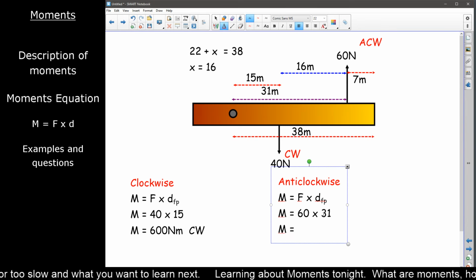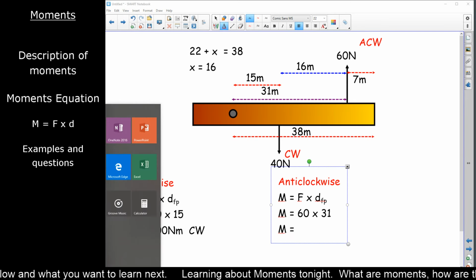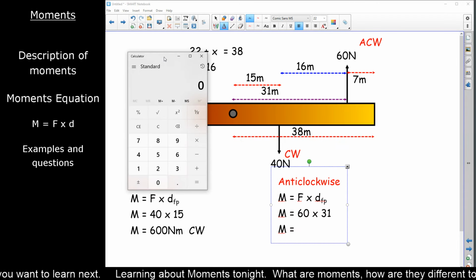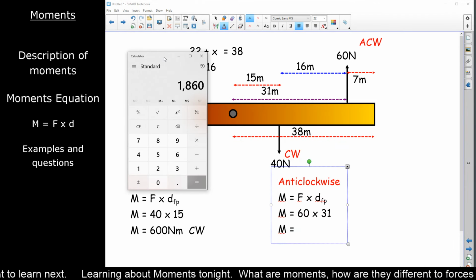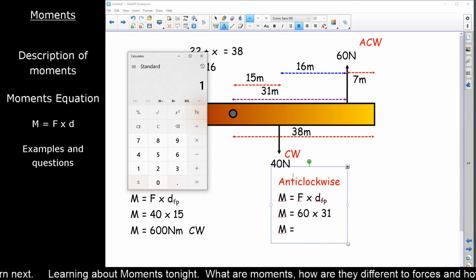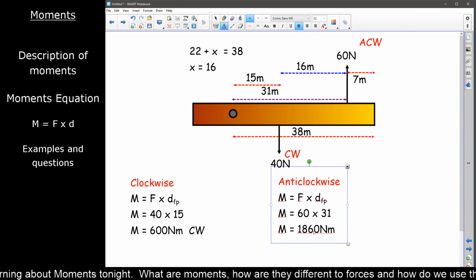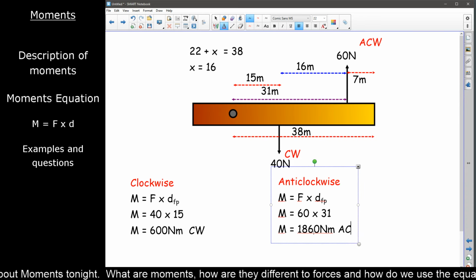Alright, so we go and grab our calculator, which I should have had handy. Let's get that on the screen. Calculator on. 60 multiplied by 31 gives me 1860. So 1860, again Newton meters, and that's in the anti-clockwise direction.